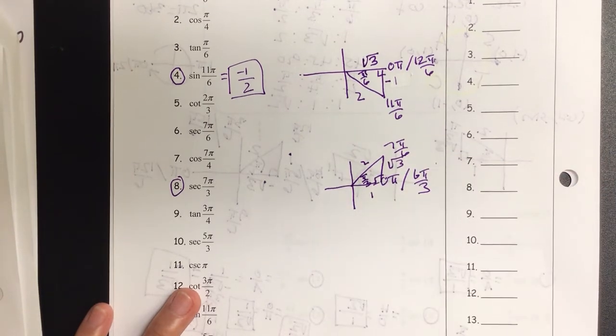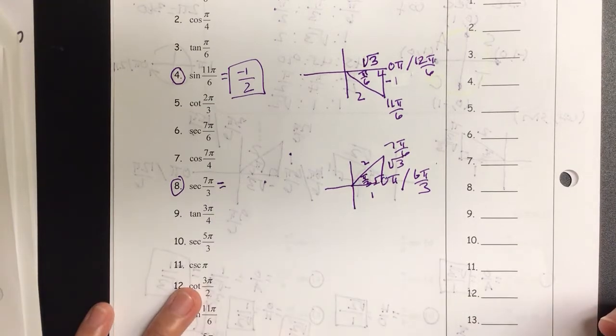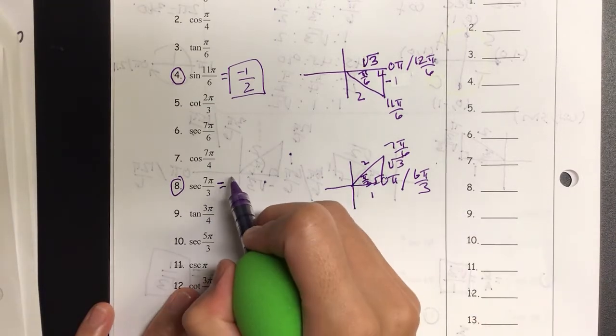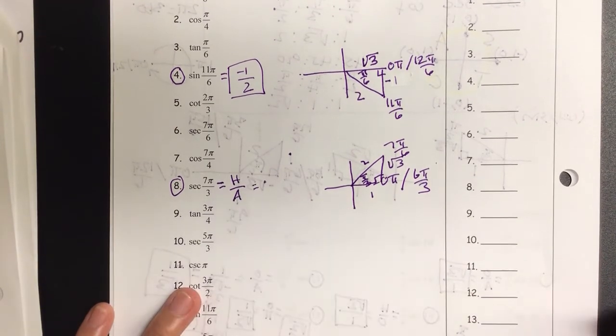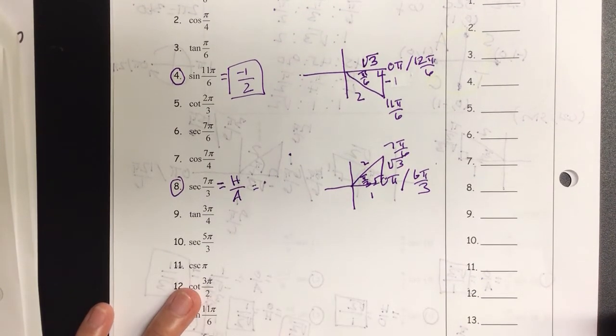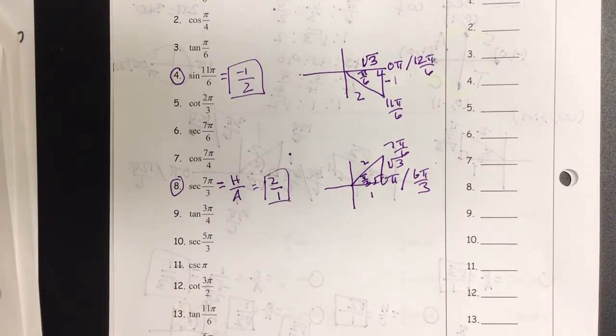Are there any negative movements here? Nope. Secant is reciprocal of what? Cosine. And cosine is adjacent over hypotenuse. So I need to swap them. Hypotenuse over adjacent, correct. So my hypotenuse is 2, adjacent is 1, and leave it like that. Get rid of 1 if you want.